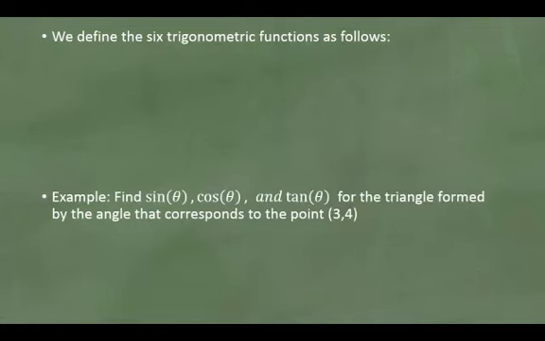We define 6 trigonometric functions as follows. Now that we have that definition for a right triangle, we're going to define sine theta. I'm going to draw that triangle here again: r, y, x, theta, and r is equal to the square root of x squared plus y squared. Sine theta is going to be the side opposite of the angle.